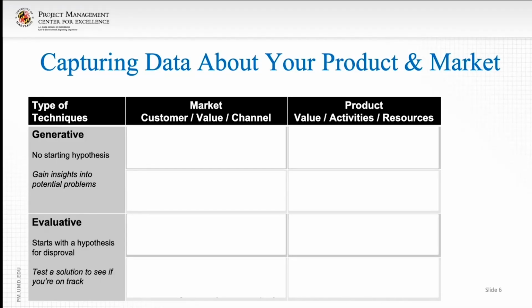We're going to break down the types of data you can create and capture into two big groups. You're going to have your market, where we talk about the customers and the value proposition you're offering them and the channels by which you reach them, as well as your product. What is the value that you're actually delivering in your product? What are the activities that are required to do it and the resources that it takes to build it?